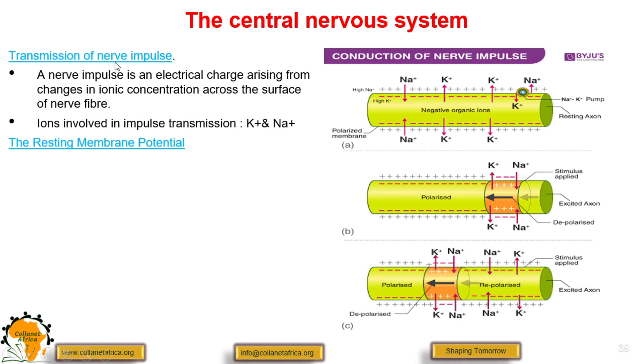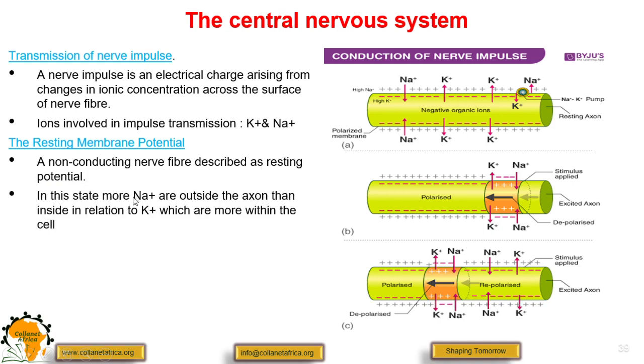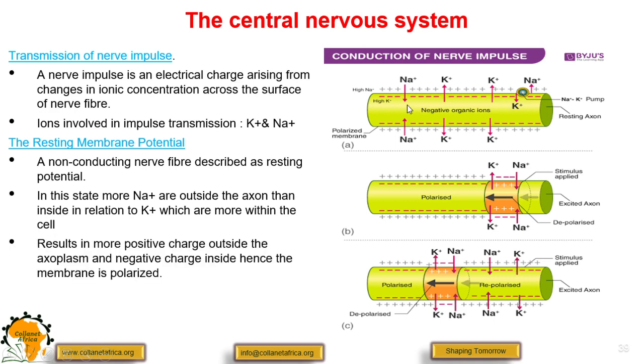So we have two ways in which a nerve impulse is discharged. We have the resting membrane potential and the action membrane potential. But for now, let us look at the resting membrane potential. When it is resting, we say it is an unconducting nerve fiber. In this state, there are more sodium ions outside than inside the axon, in relation to a lot of potassium ions which are more within the cell.